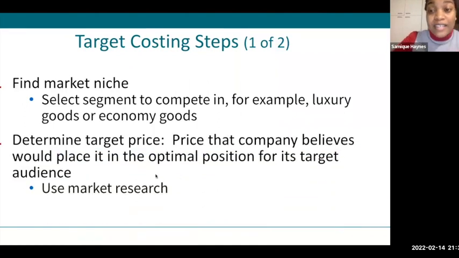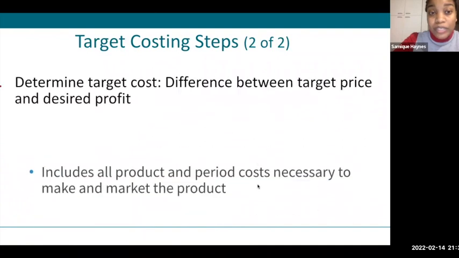So everybody understands how we're finding a target cost? How can we do that? I think that one was pretty straightforward.